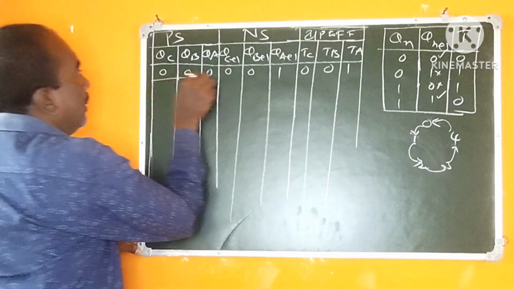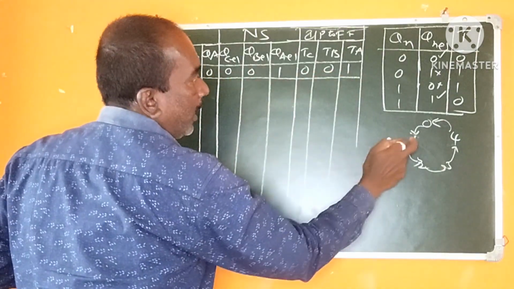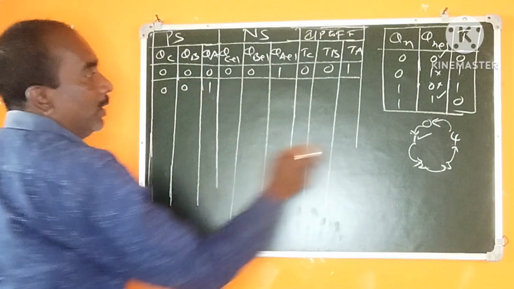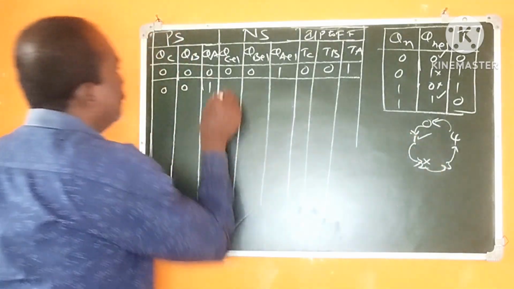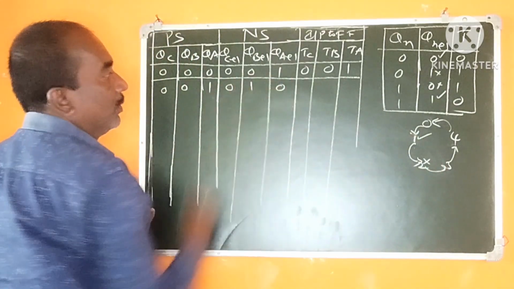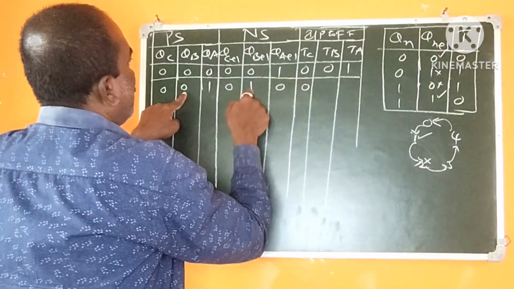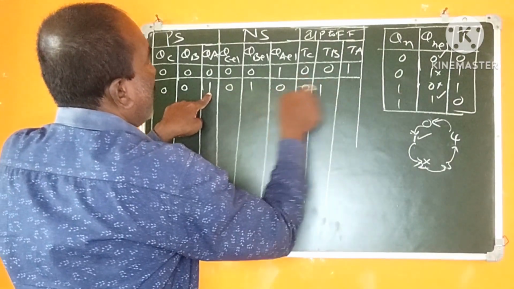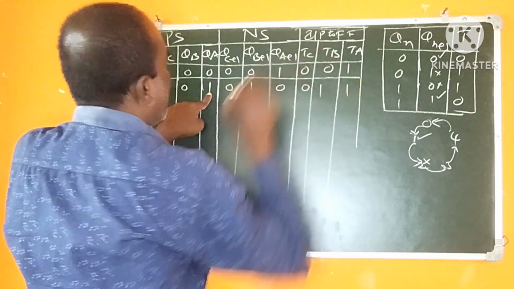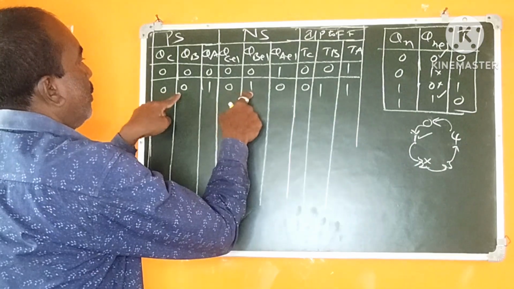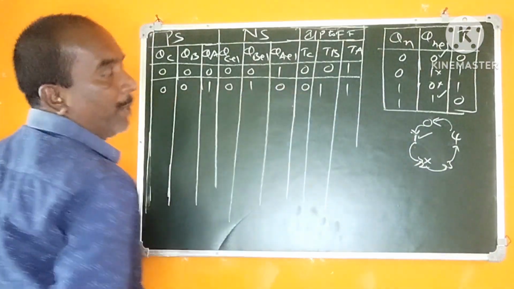Now we move to this state. If the present state is 1, the next state is 2. It is 0 1 0. And here also 0 to 0, it is 0 to 1, and this one is 1 to 0. 1 to 0 may be represented with this one, 0 to 0, 0 to 1, 1 to 0, may be represented with 1.